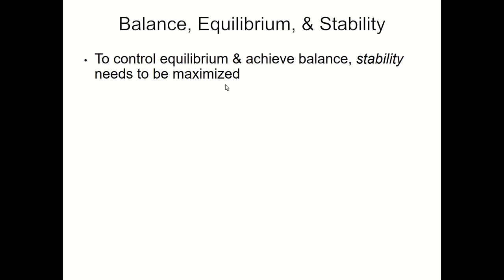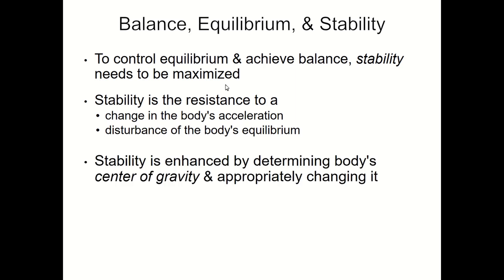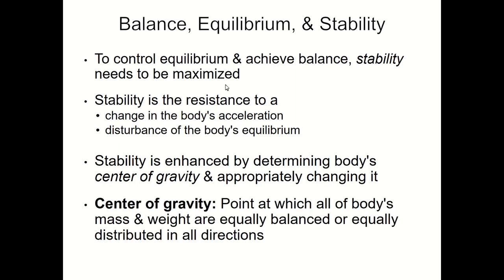To control equilibrium and achieve balance, stability needs to be maximized. And stability is the resistance to a change in the body's acceleration, a disturbance of the body's equilibrium. And stability is enhanced by determining the body's center of gravity and by appropriately changing it. And center of gravity is the point at which all of the body's mass and weight are equally balanced or equally distributed in all directions.